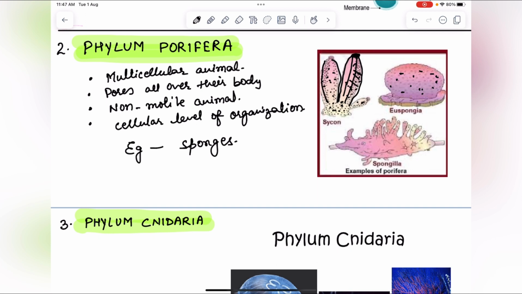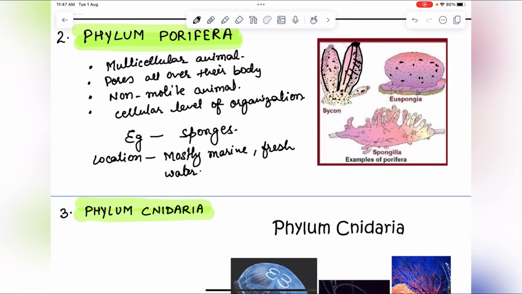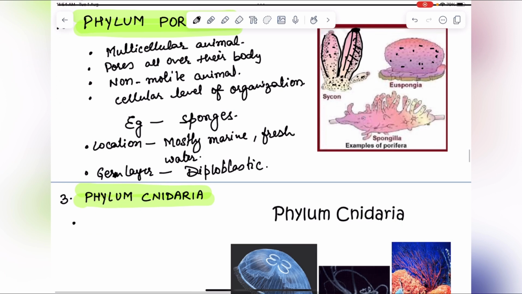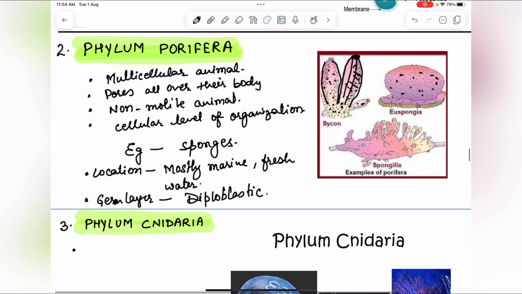They are mostly marine, found in water. Few are found in fresh water. Next is phylum Cnidaria. In this, the germ layer is diploblastic.